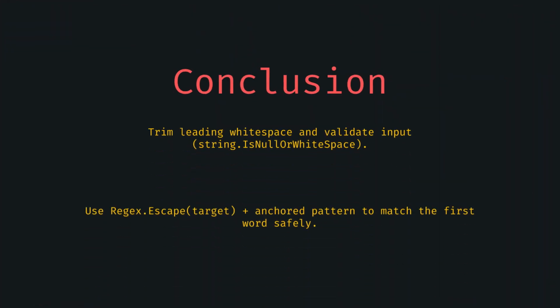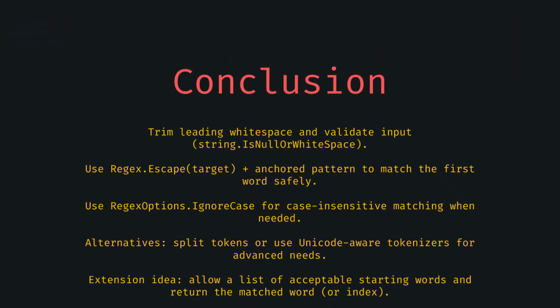To wrap up, checking if a string starts with a specific word is straightforward, but the subtlety is treating the target as a whole word and handling whitespace and punctuation. The regex approach shown is compact, safe, and easy to adapt. For production code with many languages or emojis, consider more advanced tokenization. Thanks for watching. Try adapting the helper to accept multiple starting words and return which one matched. Happy coding!